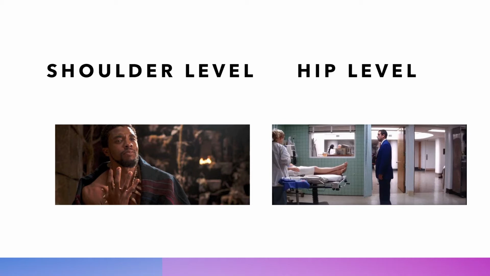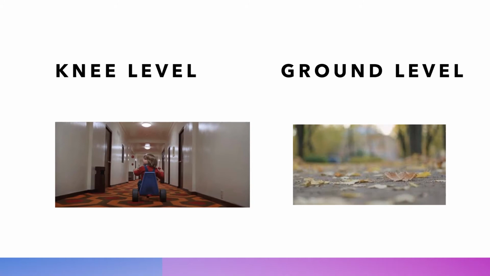Other camera angles include the shoulder level and the hip level, where you see the character's shoulders and hips are the ones that are in the center of the frame. There's also the knee level and the ground level angles, wherein the camera is placed at the level of the knees of a regular person or placed directly on the ground.